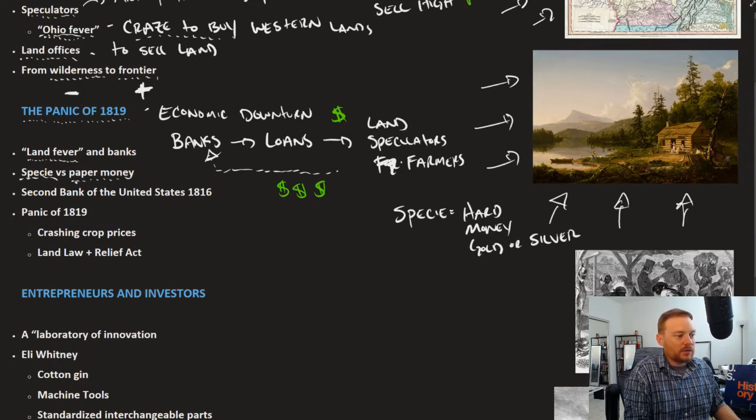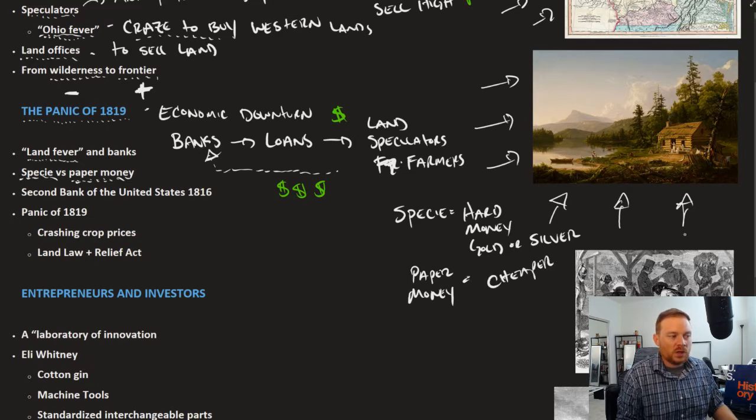And instead, banks were handing out paper money, right? And paper money has its purposes, but is much cheaper, right? Maybe it's not as responsible as specie or hard money. And so increasingly paper money was used to fuel essentially what becomes a land bubble.